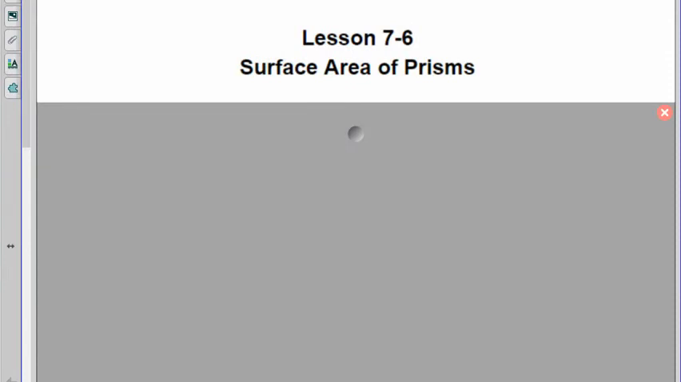Welcome to lesson 7.6. Today we're going to be calculating the surface area of prisms. Well, you know what a prism is, right? It's got rectangular faces, it's got bases that are of some shape, and today we want to find the area of the surface of these things. So let's dig into this.